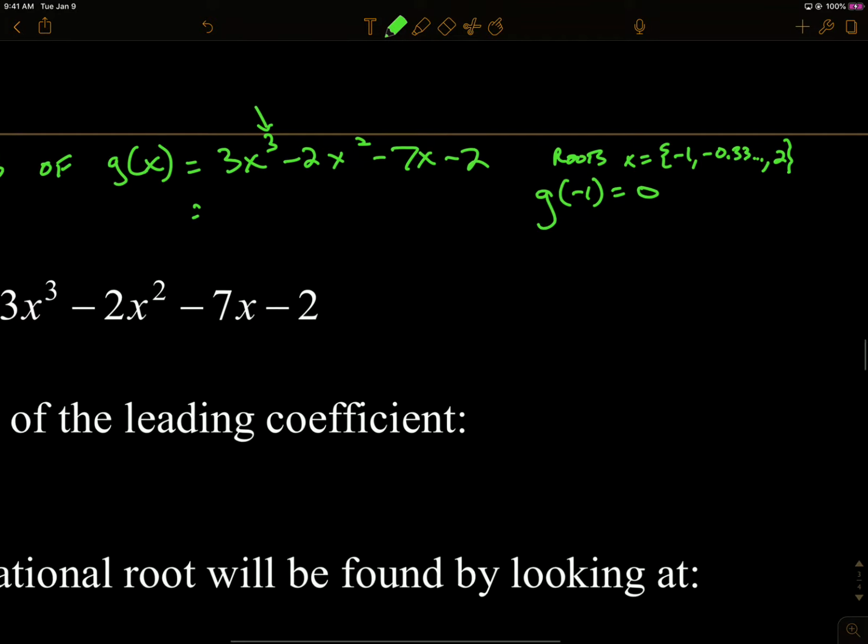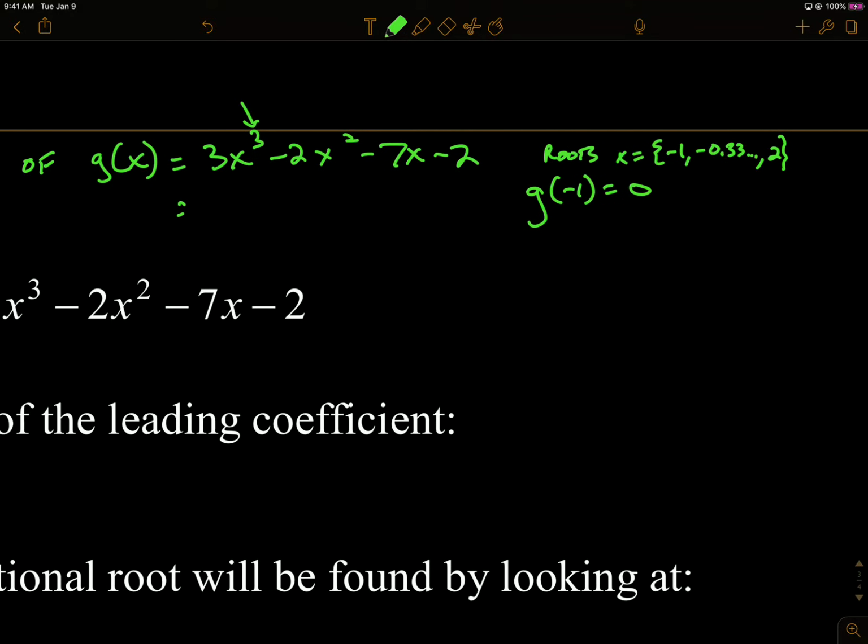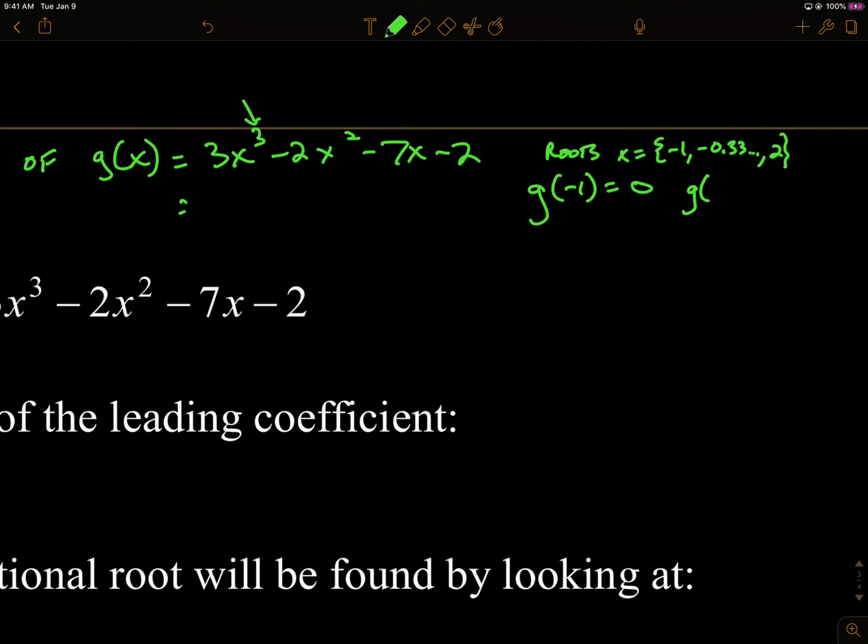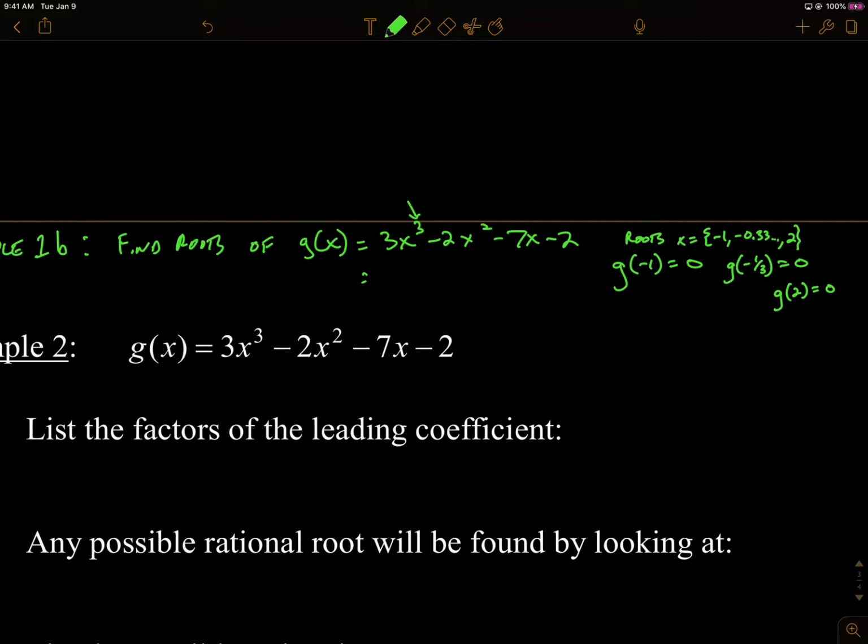I'm not going to show this for all of them, but I want to just write out negative 0.3 repeating is negative 1/3. If I can show that it's equal to 0, and then if I can show g of 2 is equal to 0. So let's start with g of 2. I can plug it in and get the y value and show that I get 0.